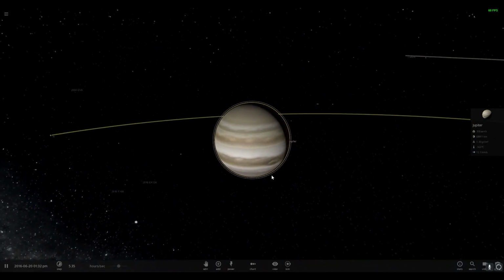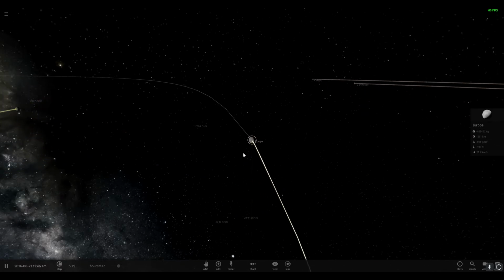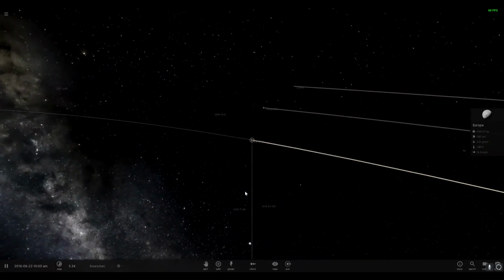Jupiter gives off a lot of radiation, meaning that if we were to ever travel to Europa, we could never live on the surface. We would have to go under into the ice to study the life that may have existed down there.